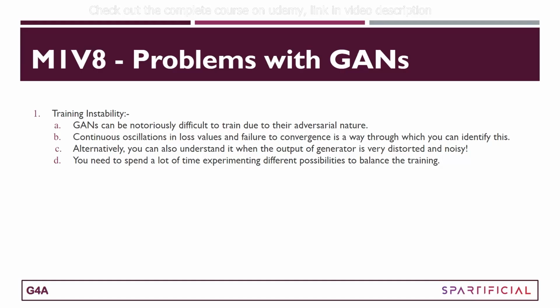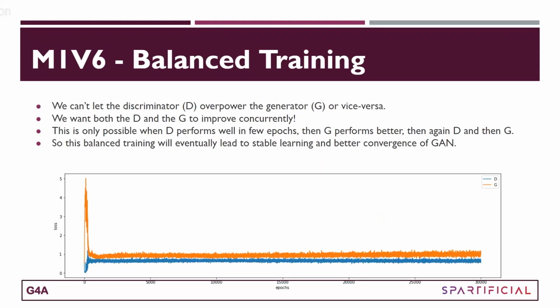So let's begin by talking about training instability, which is the major problem with GANs. And when I say major, all the other problems are somewhere or other related to training instability. In one of our previous videos, we talked about balanced training. In theory, it's a very easy concept to understand: if my discriminator is learning, that means my generator is performing well. When my discriminator is performing well, then my generator is going to learn to overpower the discriminator for a time being.